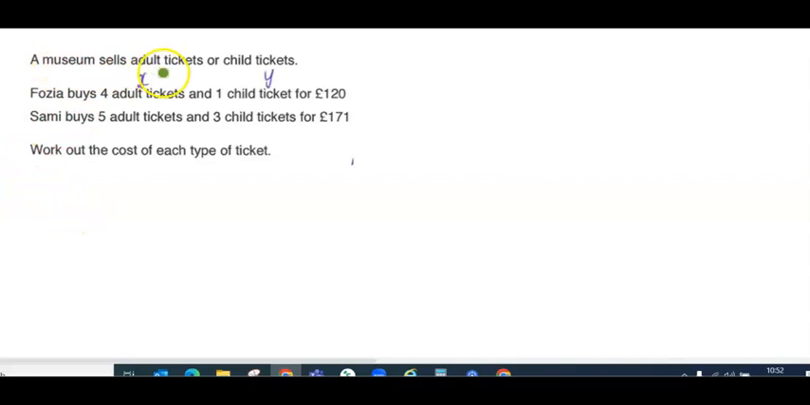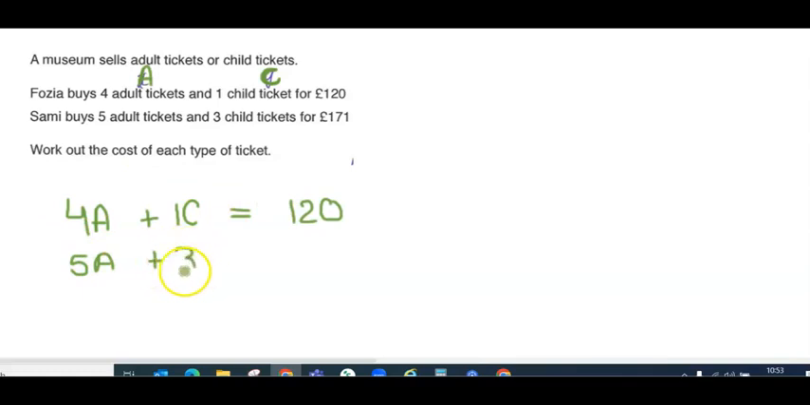A museum sells adult tickets and child tickets. So I'm just going to call adult ticket A, and child ticket C. So Fozia buys 4 adult tickets plus 1 child ticket, that costs £120. Sammy buys 5 adult tickets plus 3 child tickets, and that costs £171. Now you've got an equation.